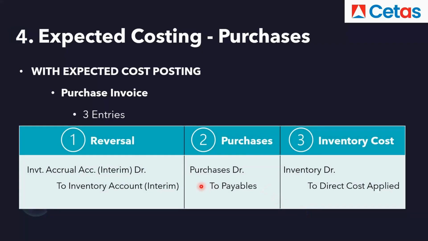Accordingly, our first entry will be Inventory Accrual Account Interim Debit to Inventory Account Interim. BC removes the temporary posting and this brings the interim balances back to 0. Next, BC posts the actual purchase expense entry, which is Purchases Account Debit to Payables. Then, BC posts the actual cost adjustment entry, that is, Inventory Account Debit to Direct Cost Applied. The interim values are replaced with accurate values. So yes, we have one reversal entry plus 2 actual entries coming to a total of 3 entries.